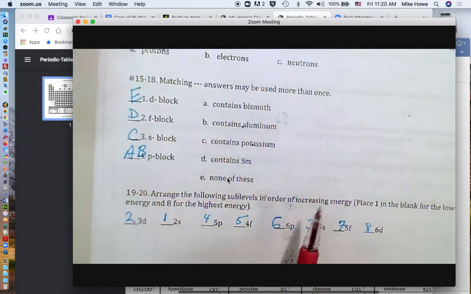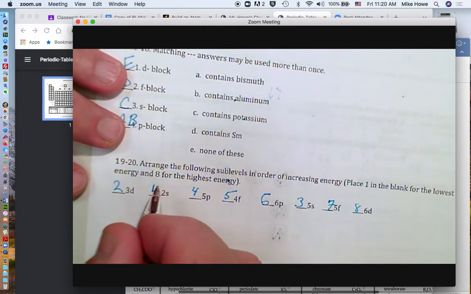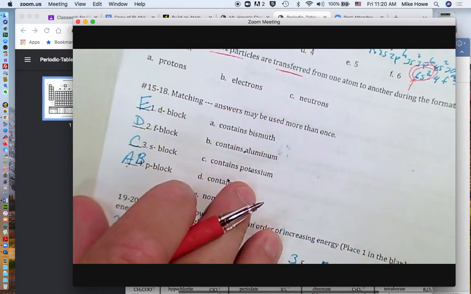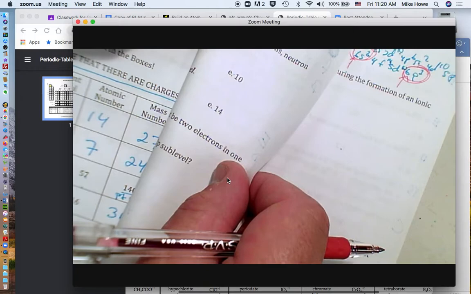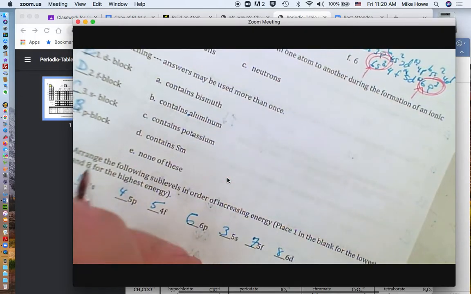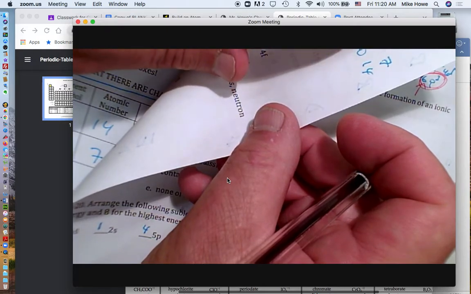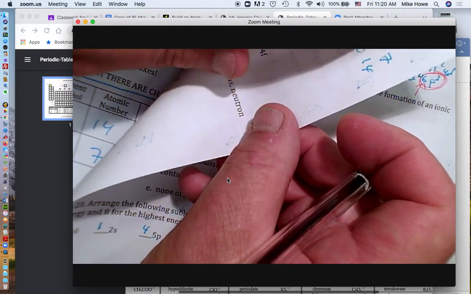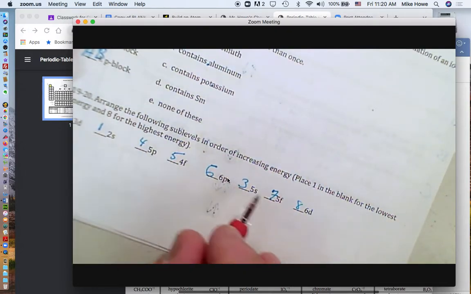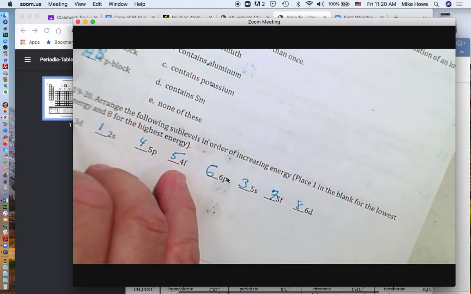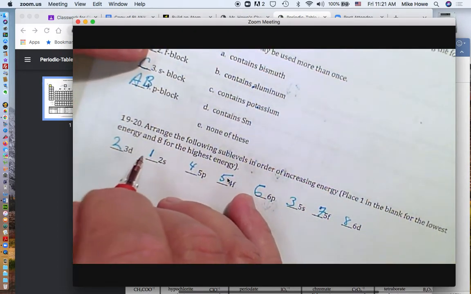Okay, in order of increasing energy means from low to high. And so what I did was I went through the diagonal rule. And the first one of these listed to show up was a 2s. So I listed that as number 1. After 2s came 2p, but it wasn't listed. I didn't have another one, 2p, 3s, 3p, 4s, 3d. None of those were listed until I got to 3d. So that was the second of these. This is the second lowest energy. And I just went through it like that, going from low to high.